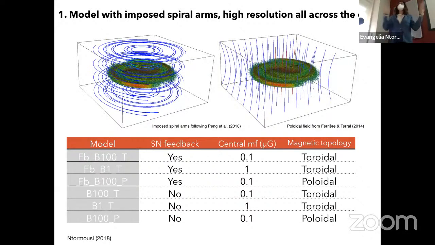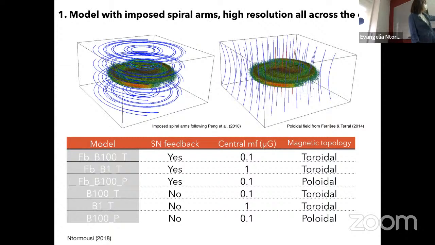So this is the first setup I'm going to talk about, which I did back in 2018, with imposed spiral arms. On top of everything that I said before, on all of the galaxies, I have imposed the potential of spiral arms. I was too young to know that they can make the spiral arms by themselves. So this starts off with spiral arms. These are the two setups for the magnetic field I was showing you. This is the initial condition.